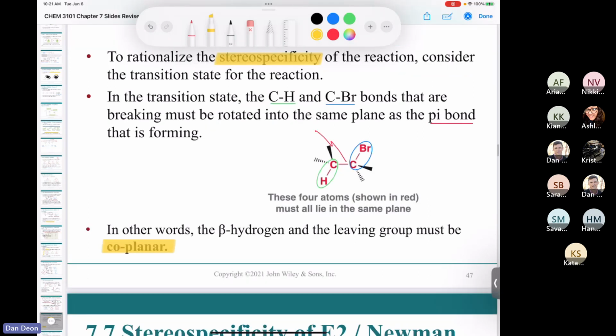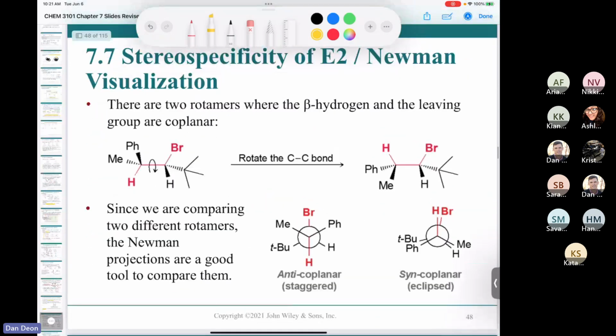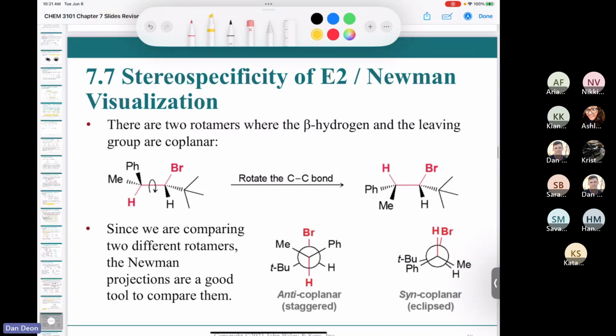Okay, so not only do they have to be coplanar, they also have to be what we call anti-periplanar. There are two conformations, or two rotamers, where the beta hydrogen and the leaving group are coplanar. There's this one where they're staggered with each other, so you can see they're coplanar here, or there's this one where they're eclipsed. It's not going to pass through an eclipsed transition state because it's too high energy, so you have to put the two groups, the hydrogen and the halogen, in the same plane, but they have to be anti to each other, right? You guys remember anti? Okay, so the groups must be anti to each other.